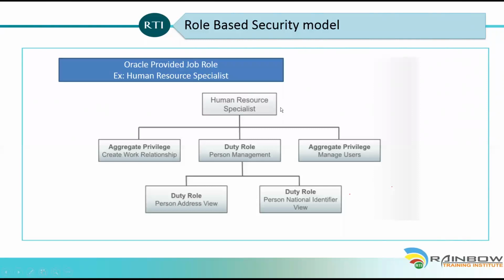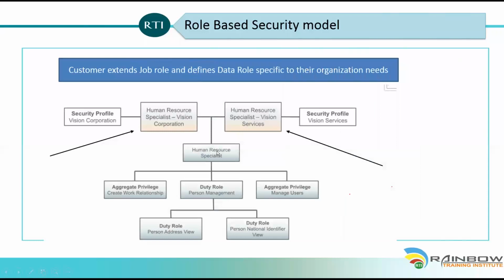If the job role is satisfying our company needs, then we have to assign this job role to a data role. Example, the Human Resource Specialist job role is assigned to HR specialist Vision Services company. So this is a data role, which is a combination of HR specialist for Vision Services company or HR specialist for Vision Corporation company. So only this company's data has to be shown for this job. Okay, just try to understand. When we talk in depth in our upcoming sessions, you will completely understand. So they assign a job role to one role that is called a data role. This data role will have a profile called a security profile, where we can restrict the data to show up only for Vision Corporation. This security profile is only for Vision Services.